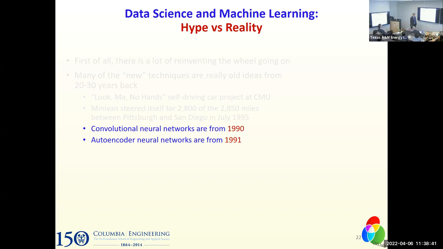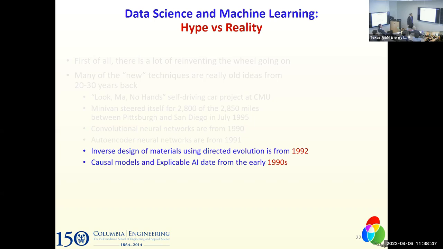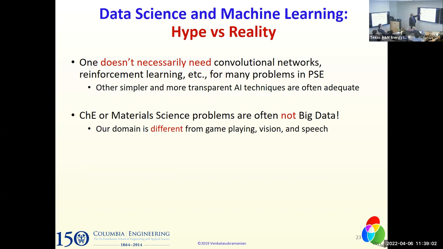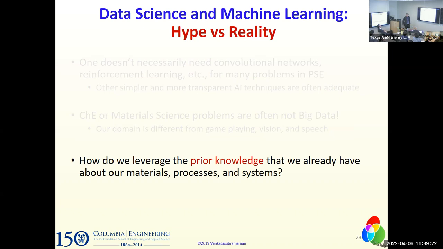Inverse design of materials that everybody is excited about now was demonstrated in the early 90s, as were causal models, explainable AI, and so on. So for the young folks, it's really worth reading the old papers. There are some really cool ideas in there. The other thing is that for many problems in chemical engineering, we really don't need reinforcement learning, deep neural nets, and so on; simpler AI techniques suffice. And then, knowing what the underlying physics and chemistry or biology is and putting those things in is more important. So how do you put prior knowledge into our systems is one of the outstanding challenges.